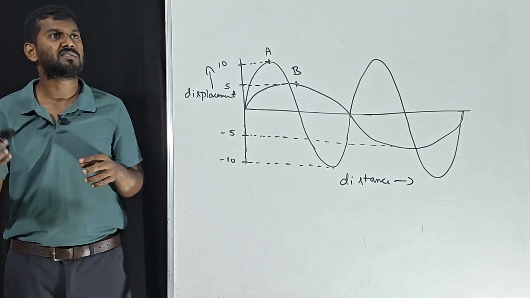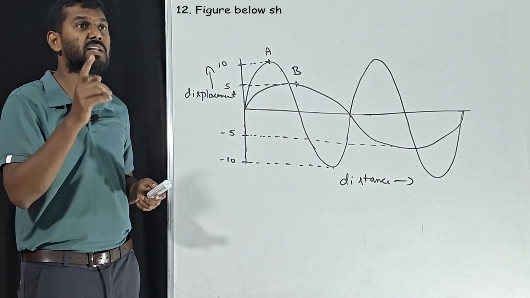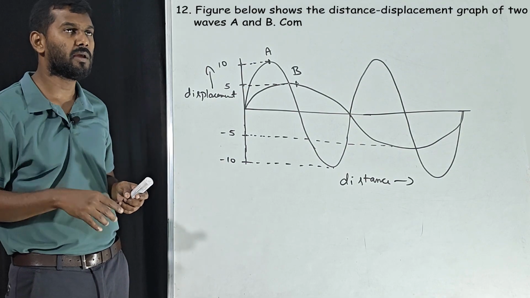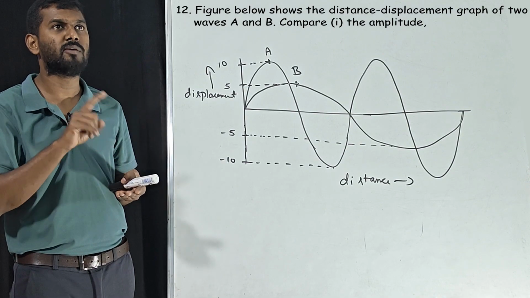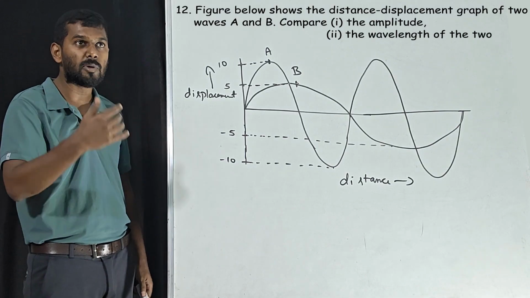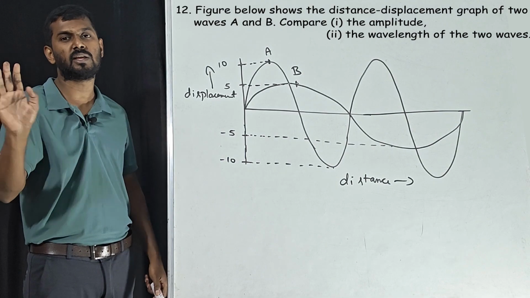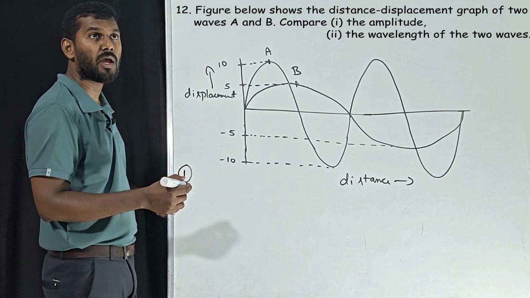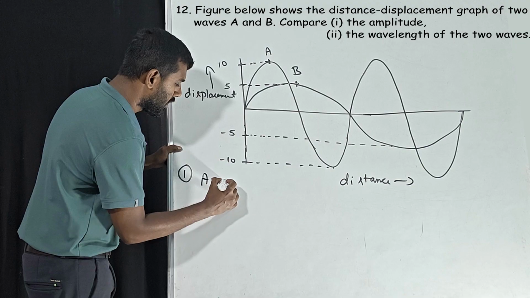That's it. Our last question: the figure below shows the distance displacement graph of two waves A and B. Compare their amplitudes and wavelengths of the two waves. See, if you have understood the meaning of amplitude and wavelength, this is a very easy question for you. So first one, we have to compare the amplitudes.